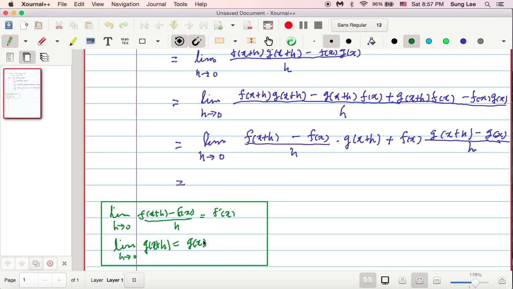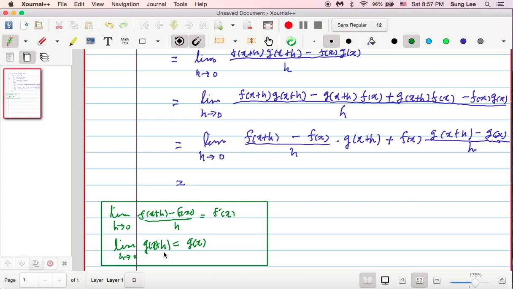Why? Because the function g is continuous. How do you know it is continuous? It is differentiable by the assumption, right? So g prime of x exists, so g of x is differentiable. And if you remember, if a function is differentiable at a point, it is also continuous at that point. So differentiability implies continuity of the function g. Because of the continuity, we have this limit, okay?